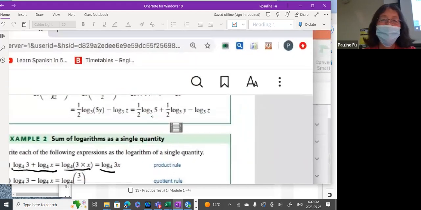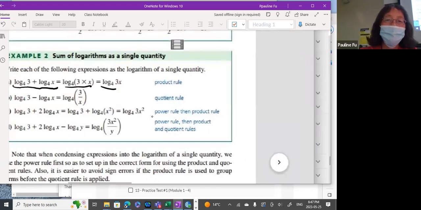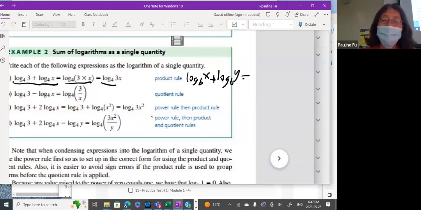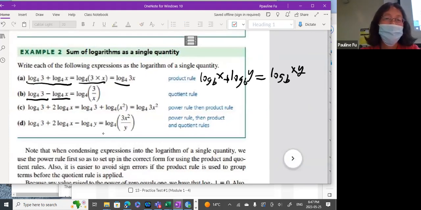Okay, so which property we used? We use log b x plus log b y equal to log b xy. We use this property, okay? And the next, log 4, 3 minus log 4, x equal to log 4, 3 over x. This is because we use log b x minus log b y equal to log b x over y.